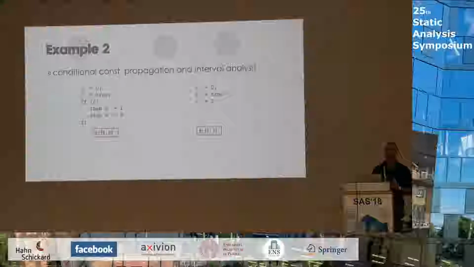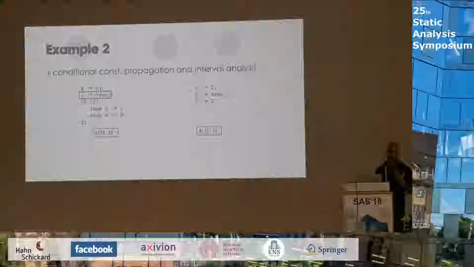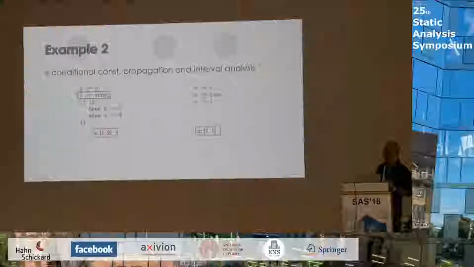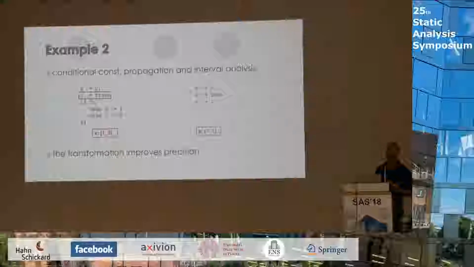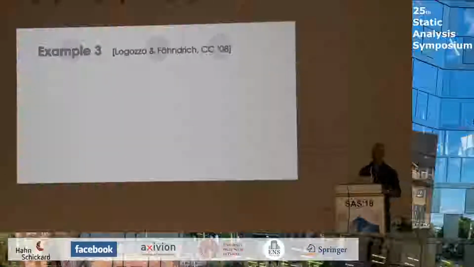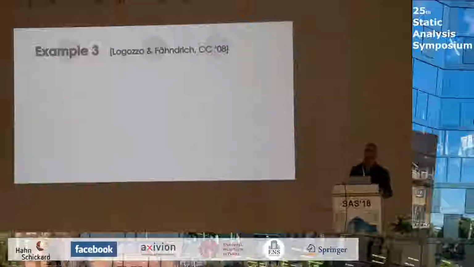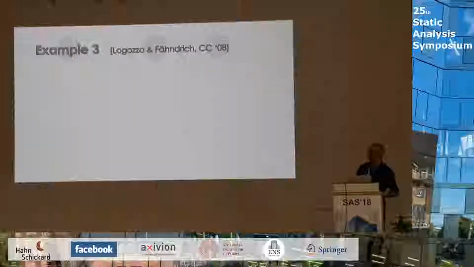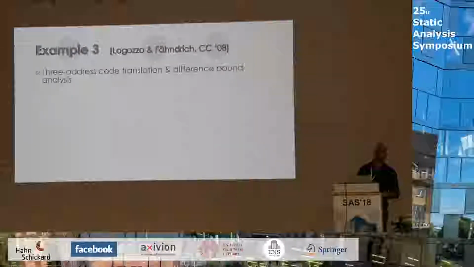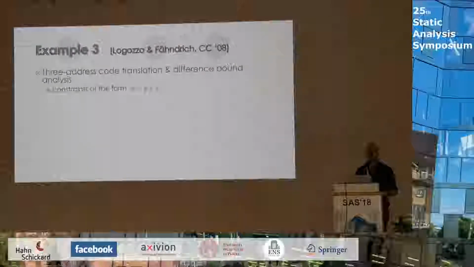What has happened here is that the interval analysis does not keep track of Boolean values, which is necessary to infer that only the then branch will be executed. So again, the transformation improves the precision of an analysis. Lal and Reps in 2008 actually observed that you can have the opposite effect. Now consider three-address code translation and a static analysis based on the difference bound abstract domain, whose elements are sets of constraints that keep track of the upper bounds on differences between two program variables.